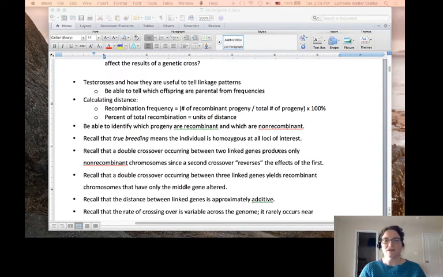And again, a double crossover between 2 linked genes produces only non-recombinant chromosomes, since the second crossover reverses the effect of the first. This is why, if you want to actually see double crossovers, you have to look at 3 genes, because the double crossover will change the location of 1.